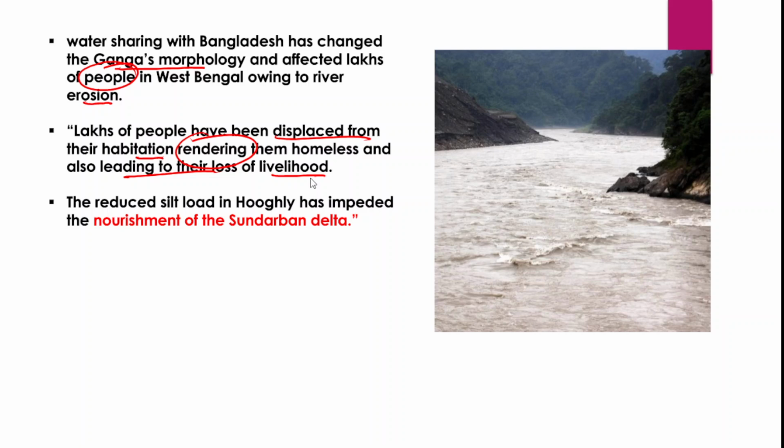In fact, the reduced silt load in Hooghly has also impeded the nourishment of the Sundarban Delta, because the silt load is very important for the enrichment of the delta over a period of time. It carries alluvial soil, and the deposition of this alluvial soil is also very important for maintaining the fertility of these delta areas.